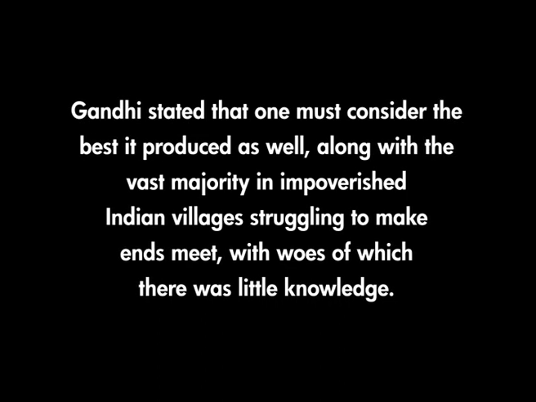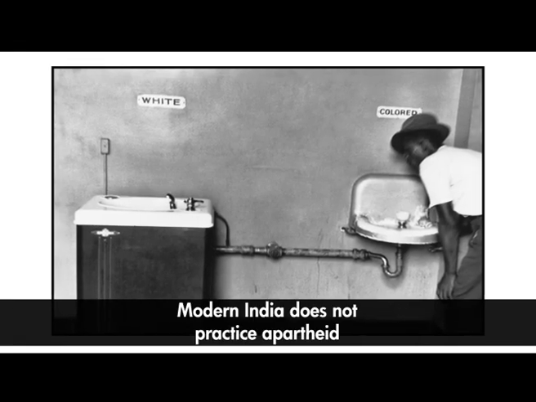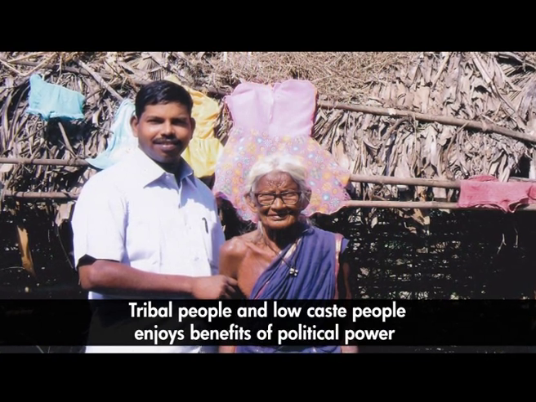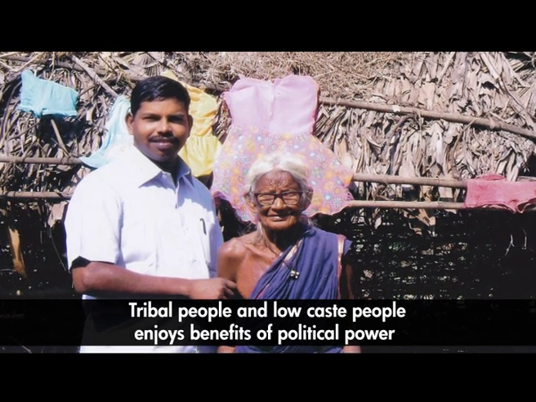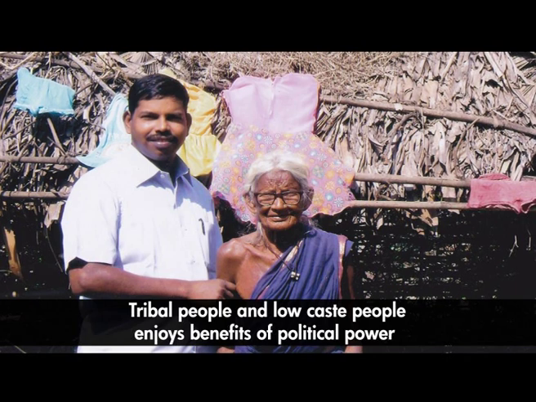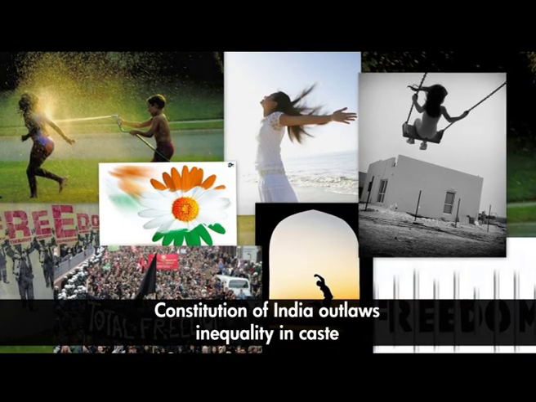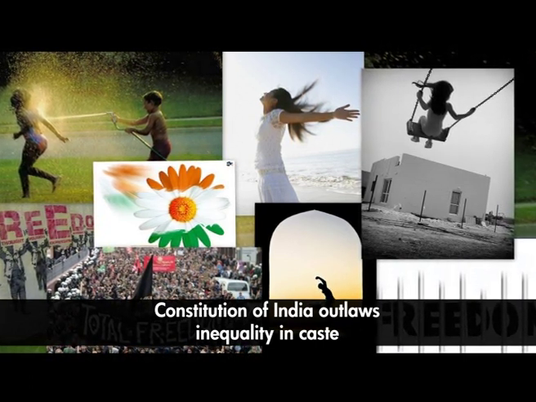Modern India does not practice apartheid since there is no state-sanctioned discrimination. They write that casteism in India is presently not apartheid. In fact, untouchables as well as tribal people and members of the lowest caste in India benefit from broad affirmative action programs and are enjoying greater political power. The Constitution of India places special emphasis on outlawing inequality in caste, especially the practice of untouchability.